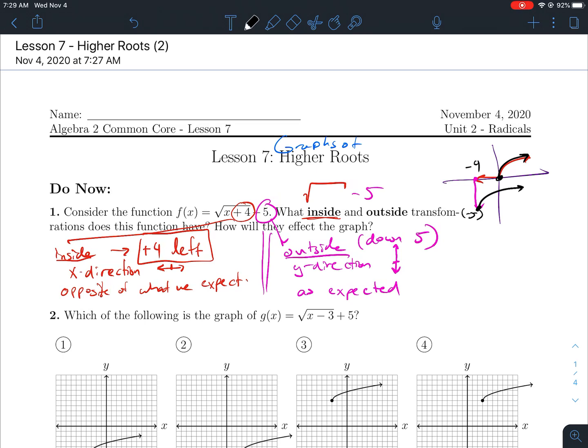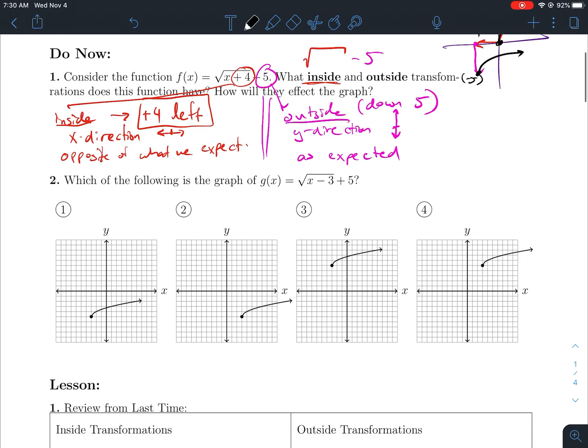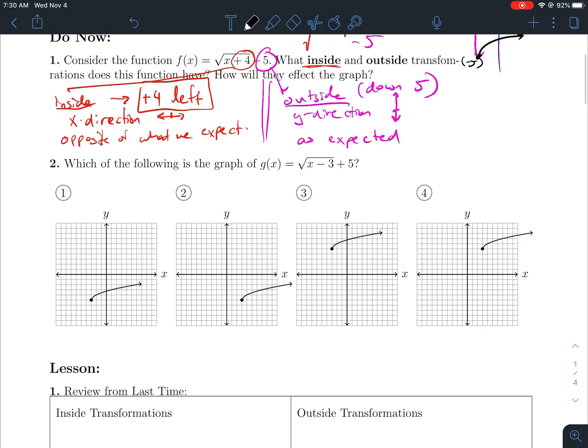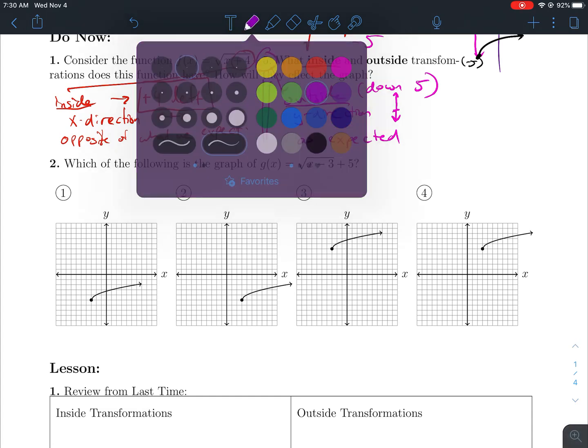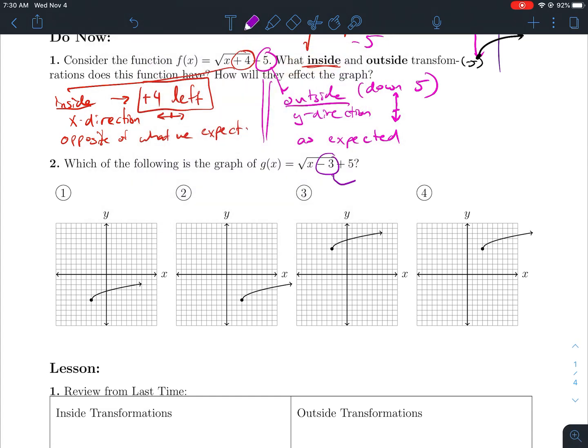All right, so to see some of the details of this, we can look at this multiple choice problem here. Which of the following is the graph of square root of x minus 3 plus 5? We identify our inside transformation. This will be either left or right, right? Minus 3 feels like it should be left, but inside transformations are always the opposite of what we expect. So we're going to say that this will move us right 4.